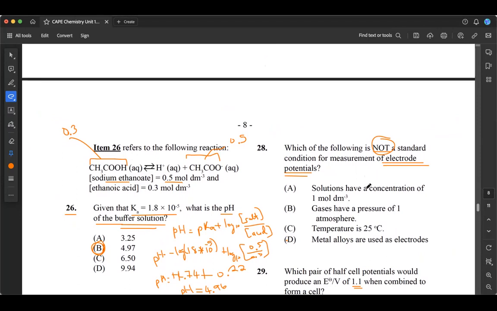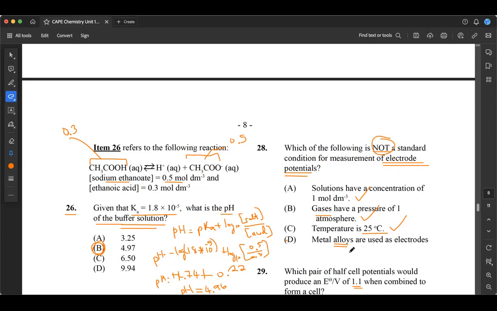Is it true that the solutions have to have a concentration of 1 mole per dm cube? That's true. Do the gases have to have a pressure of 1 atmosphere? That's true. Does the temperature have to be 25 degrees Celsius? Yeah, that's true. Metal alloys are used as electrodes? No, we don't need to use alloys. That's not a condition, right? We just use the pure metals, right? That's what we would use.